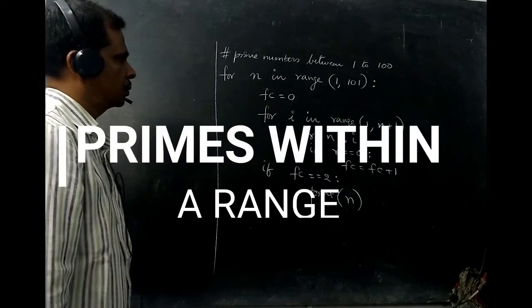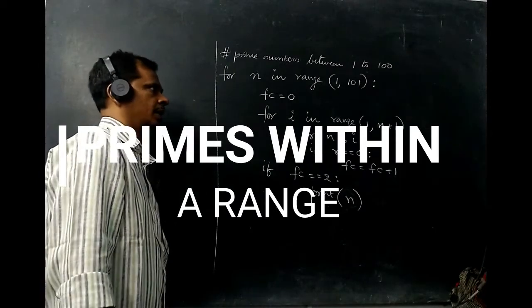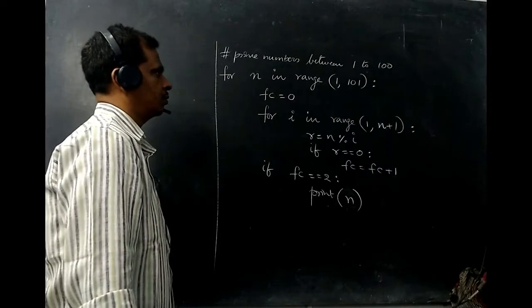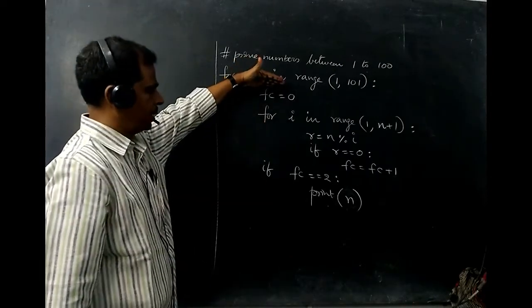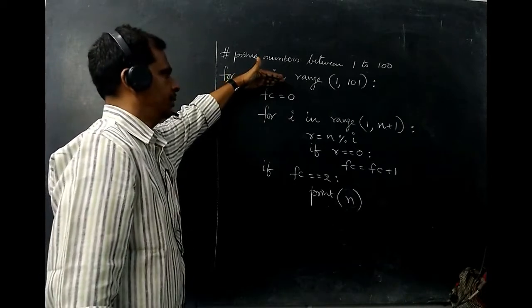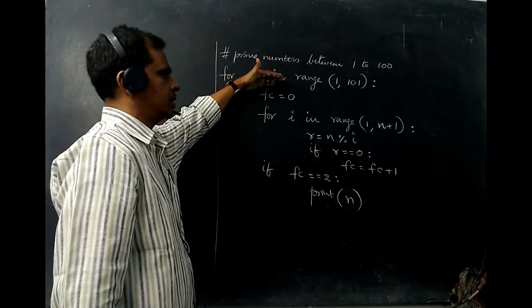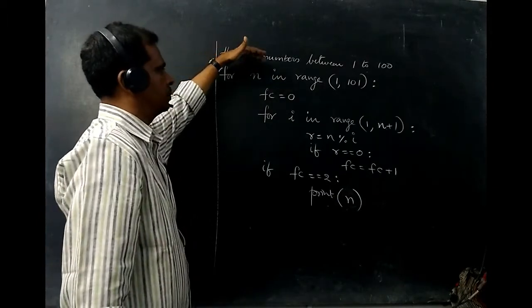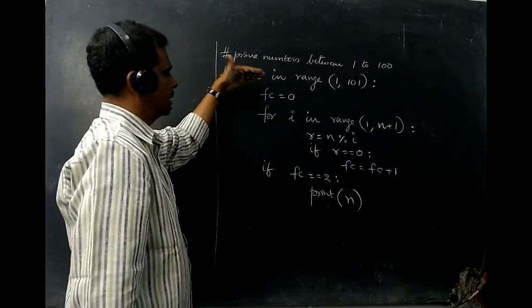Now this program is to print prime numbers between 1 to 100. Earlier we did the prime number program for one number. See, the logic is the same from here: factors count equal to 0, for I in range 1 to n plus 1, etc. But earlier there was n equal to int input, like that there was a statement. But now that statement is changed.